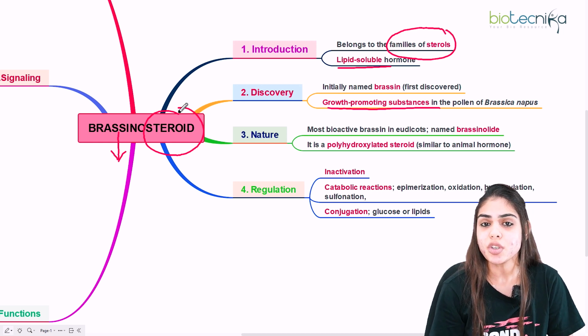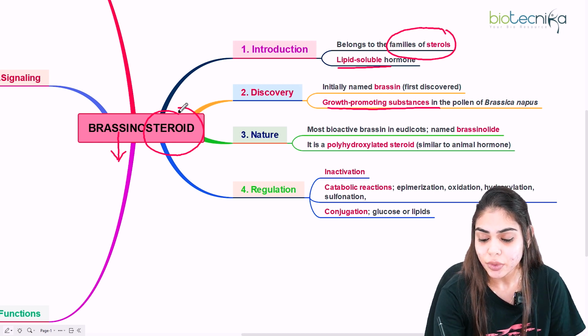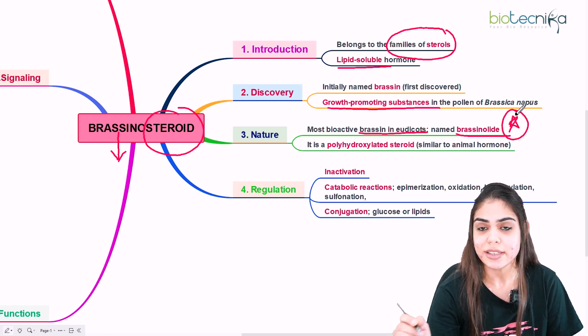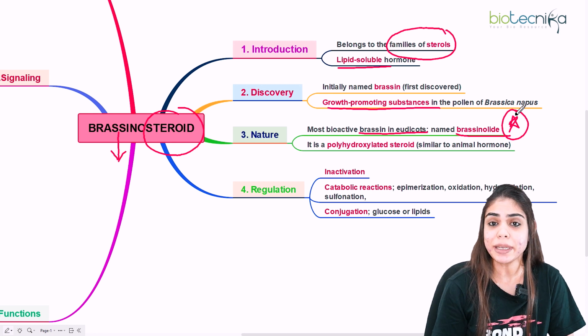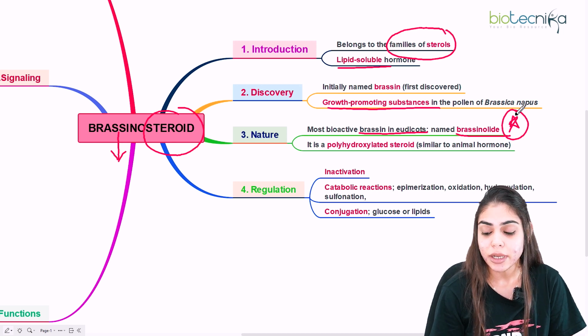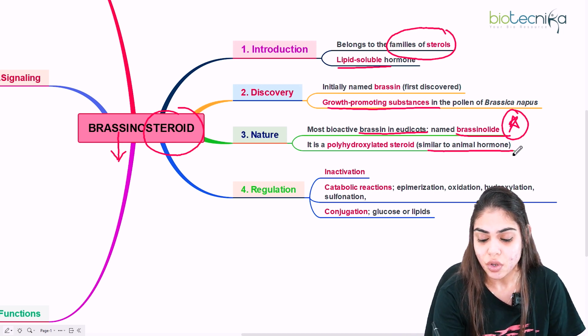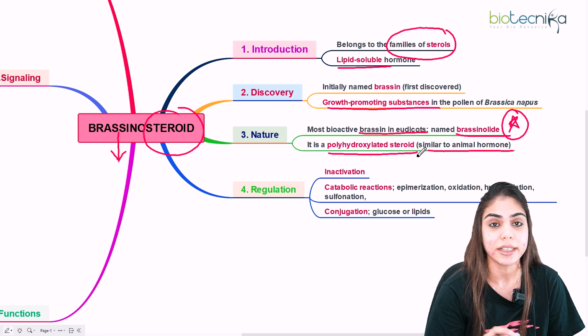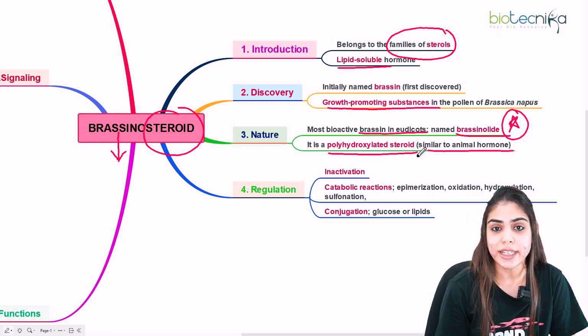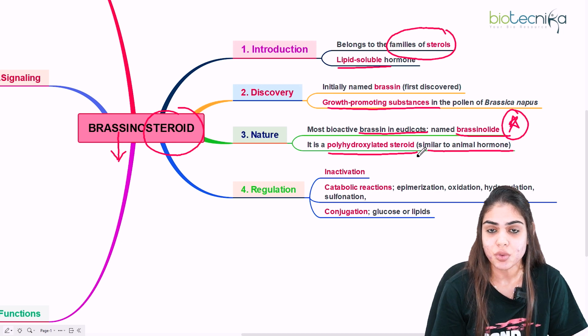Now, what's the most bioactive form of brassin in eukaryotes? It's brassinolide. Again, an important question from the exam point of view, where you may be asked about the most bioactive form of brassinosteroid. It's brassinolide, which is similar to the animal hormone, called a polyhydroxylated steroid. So, we can say this brassinosteroid is a polyhydroxylated steroid as it contains many hydroxyl groups in its steroid ring.